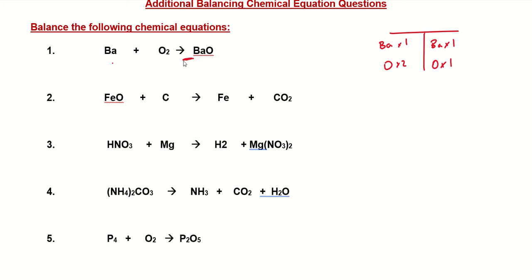So what I'll need to do is I'll need to change the coefficient at the front. I cannot change the subscript. Okay, coefficient change. Okay, that becomes 2. That means that now it's 2 times 2, or 1 times 2. We have 2 on the 2 sides. And we still only have 1 barium on the left hand side. So I'm going to put a 2 here to make it balanced. Okay, that's the idea here.